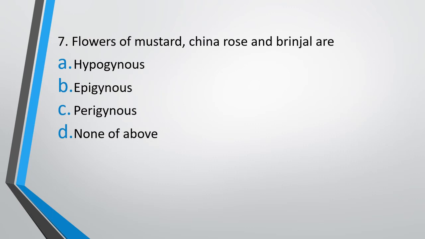Question 7. Flowers of mustard, China rose and brinjal are option A, hypogynous, option B, epigynous, option C, perigynous, or option D, none of above. The correct answer is option A, that is hypogynous. The flowers of these plants are hypogynous.